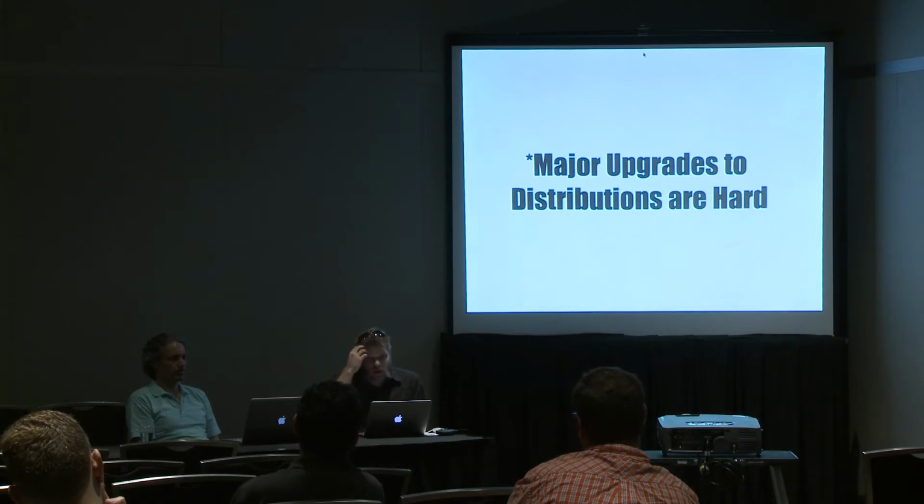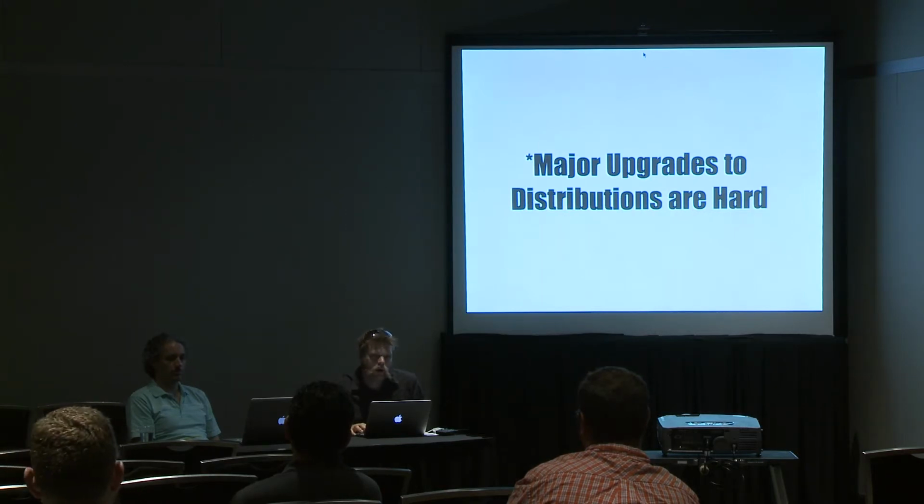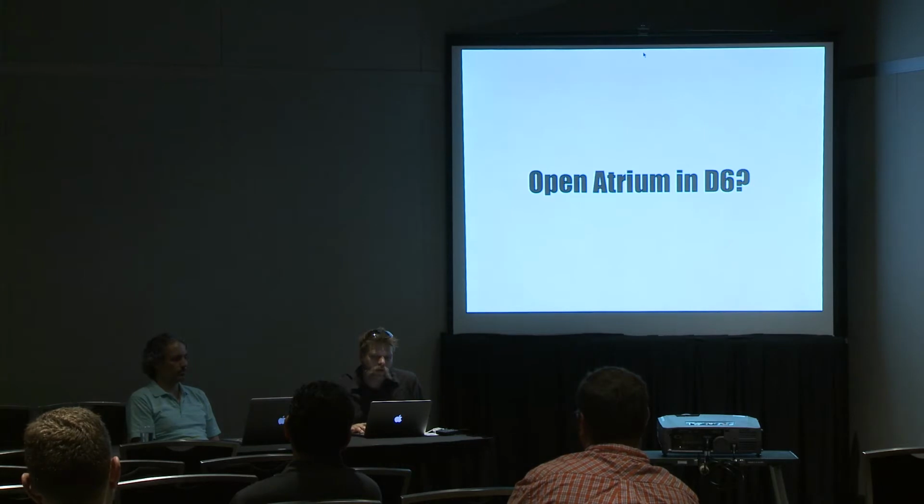So major upgrades to distributions are really hard. There's a lot of moving parts. CiviCRM has a track record of doing this incredibly well. How many of you used OpenAtrium in Drupal 6? Couple. So how many of you tried to upgrade that to the new OpenAtrium in Drupal 7? No, nobody even attempted that. How many people think that Phase 2 should have got their Drupal 7 OpenAtrium out a year ago?